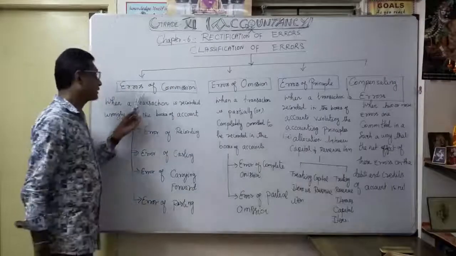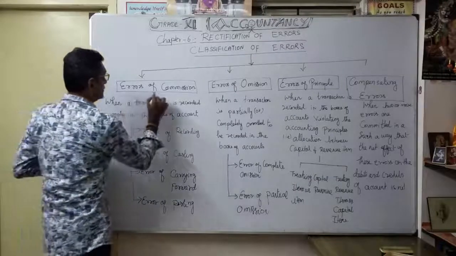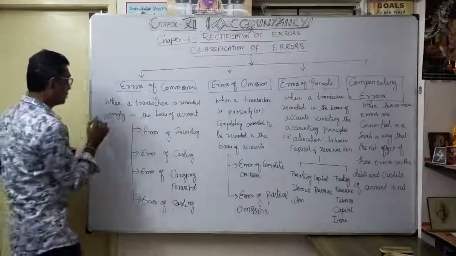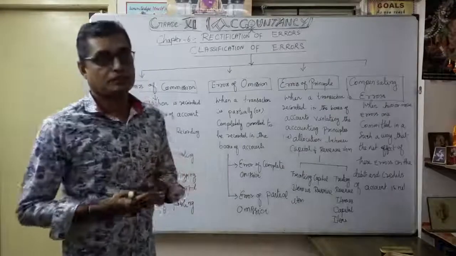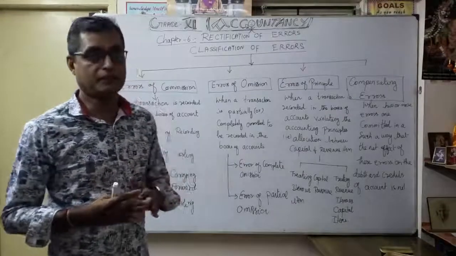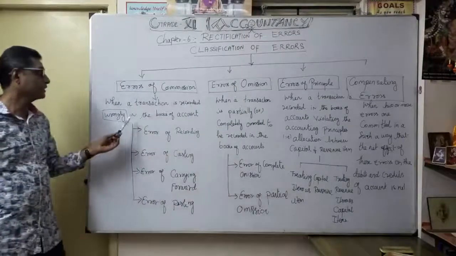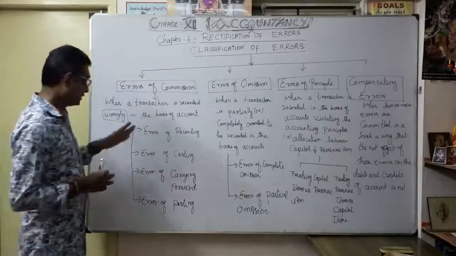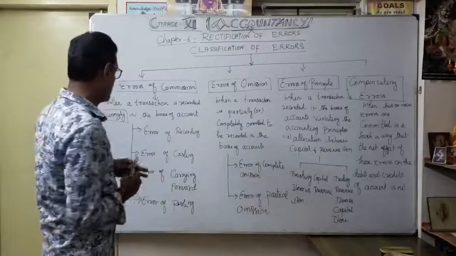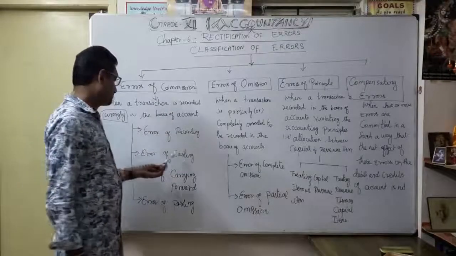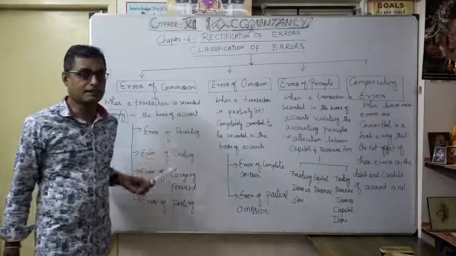See here, what is the meaning of errors of commission? When a transaction is recorded wrongly in the books of account, so we have done it in the wrong way, that is called error of commission. There are 4 possibilities that come under error of commission: error of recording, error of costing, error of carrying forward, and error of posting. We will discuss the details later.